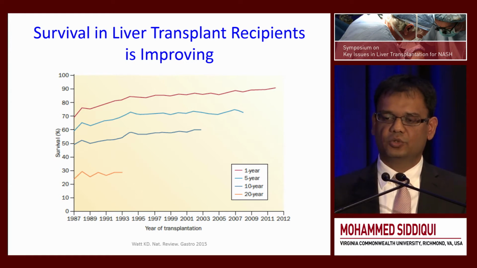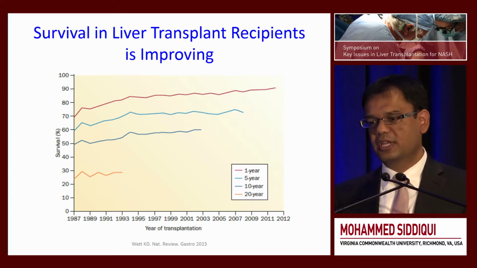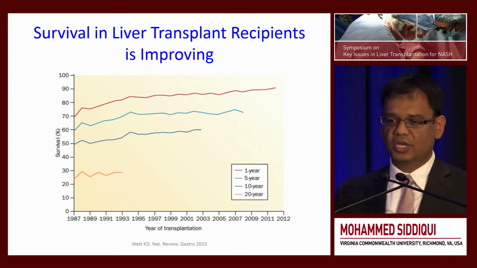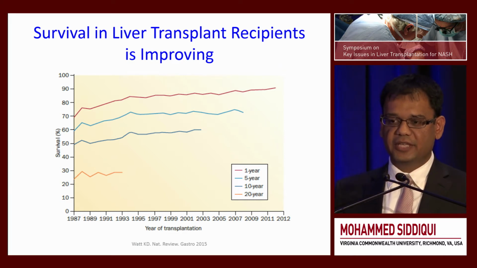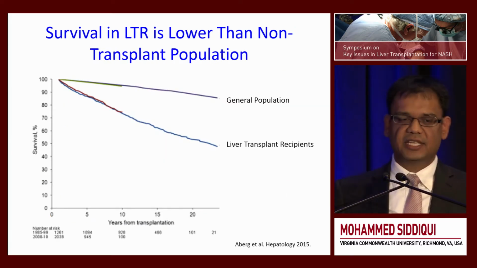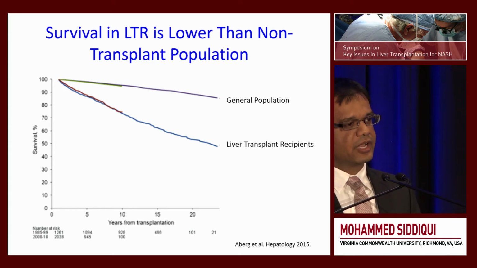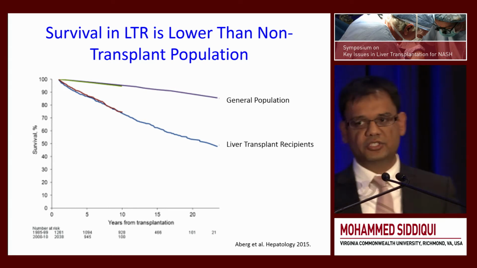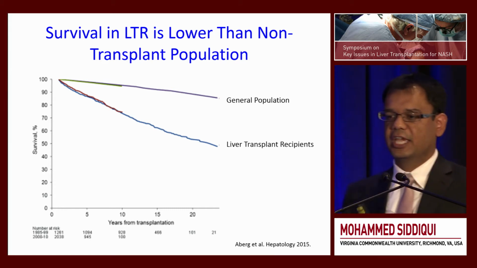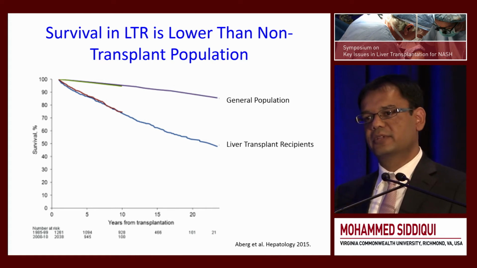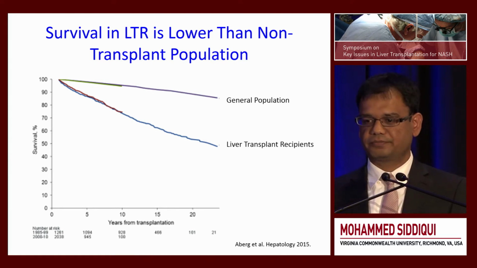Partly owing to improvement in surgical technique, anesthesia care, improvements in chronic immunosuppression, infection control, and so on, we are actually enjoying the best survival rates that we have had in the past. But that's just not good enough, because if you compare long-term survival rates in transplant patients to the general population, there's a 2.5-fold increase in mortality among liver transplant recipients. What that means is there is still work left for us to do.